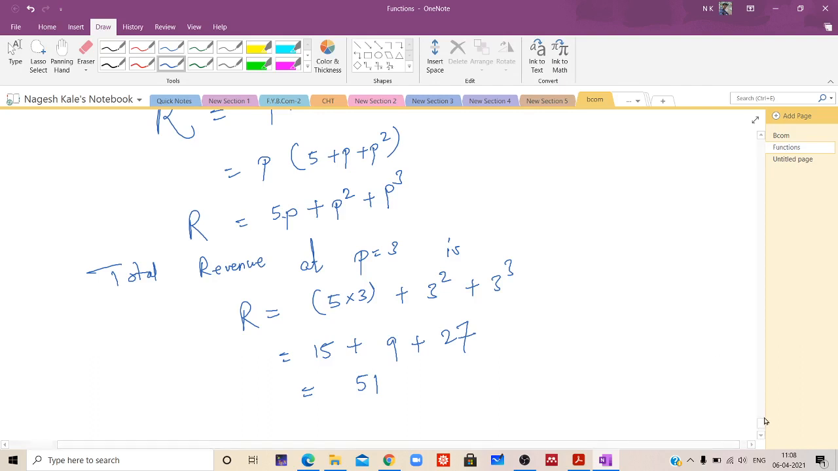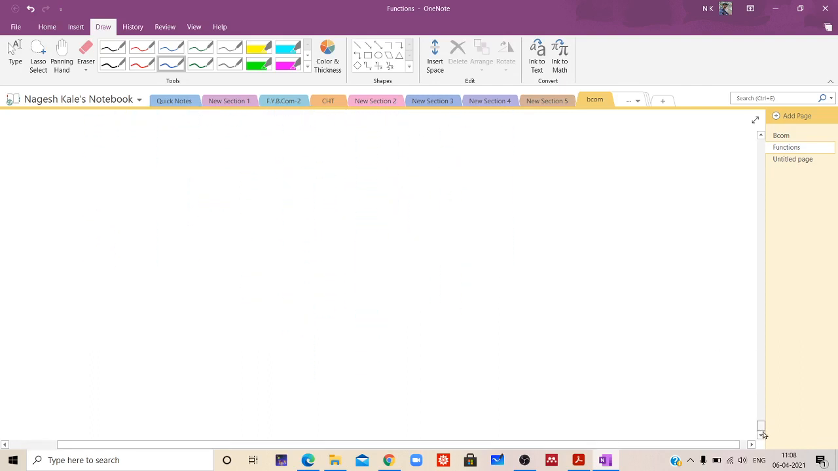Now I will give you one more example, and you have to solve it as homework. Okay, so the question is: find total revenue if D is equal to 1 plus 3p square plus p cube at p equal to 2. Okay, so this is the question. Find total revenue if D is equal to 1 plus 3p square plus p cube at p equal to 2.